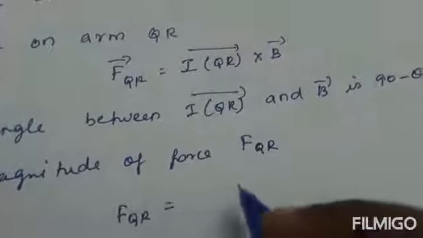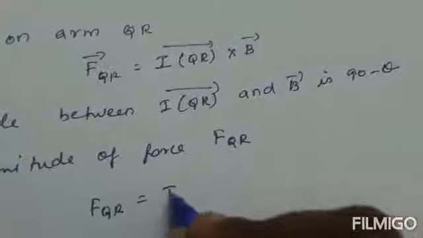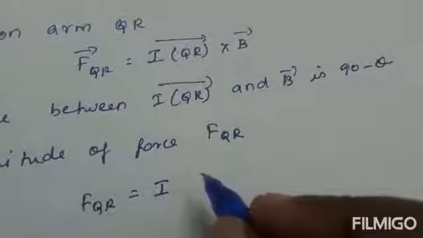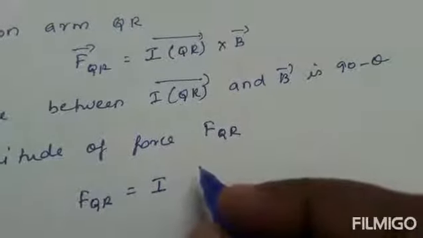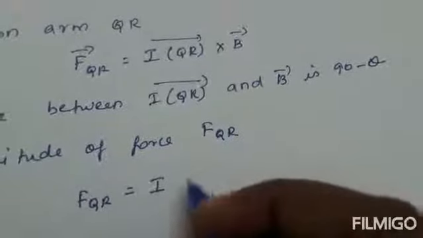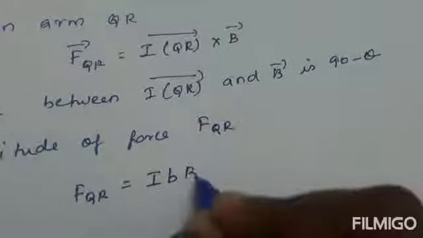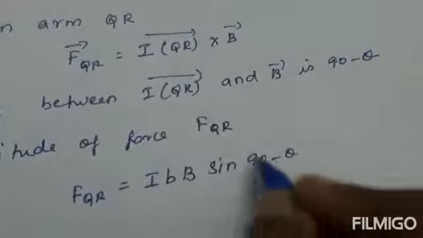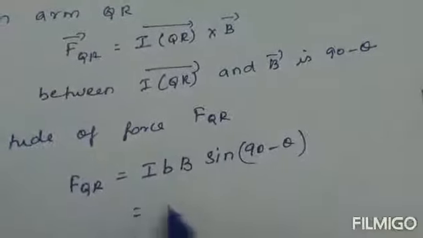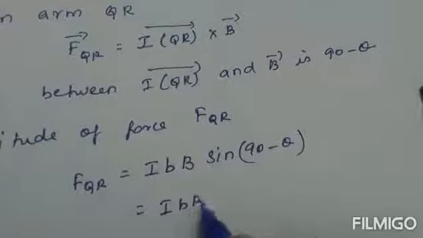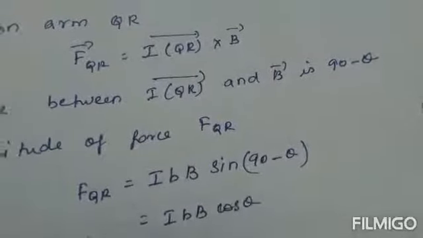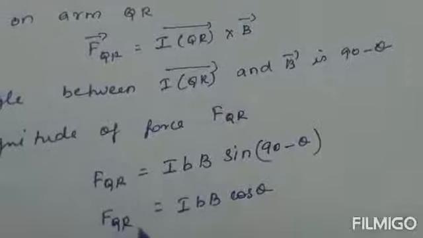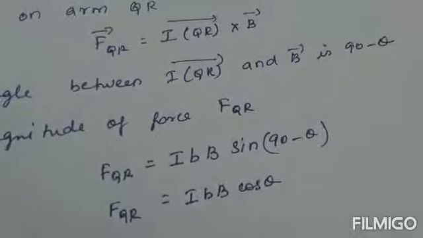F_QR is equal to I into QR, which is B, the breadth of the loop. So it is I B B sine(90 minus theta). What is sine(90 minus theta)? Cos theta. So F_QR is I B B cos theta.